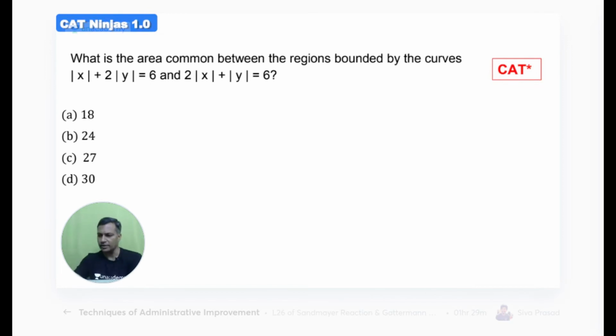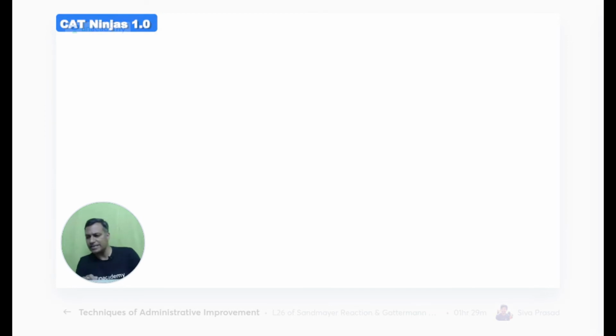All right, good, very good. First let us come quickly to the basics of this. This is a very basic, fundamental graph, isn't it? If I have mod x plus mod y is equal to whatever, let me call it 2, let me just write it as mod x plus mod y is equal to 2.